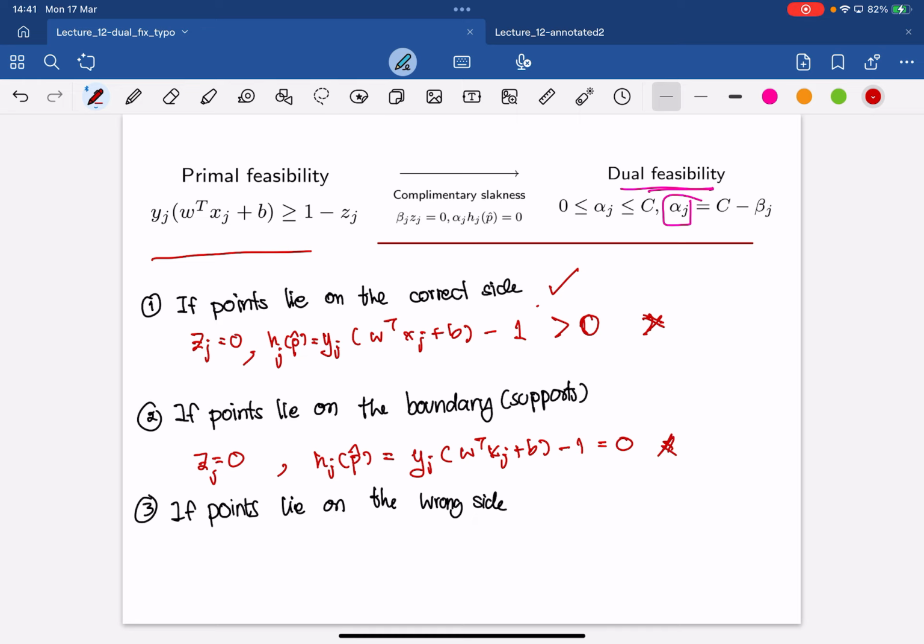And for the points that lie on the wrong side, we're going to write this condition. These are the points where zeta j will be greater than 0. And h_j of p will be equal to yj times w transpose xj plus b minus 1 plus zeta j equal to 0.